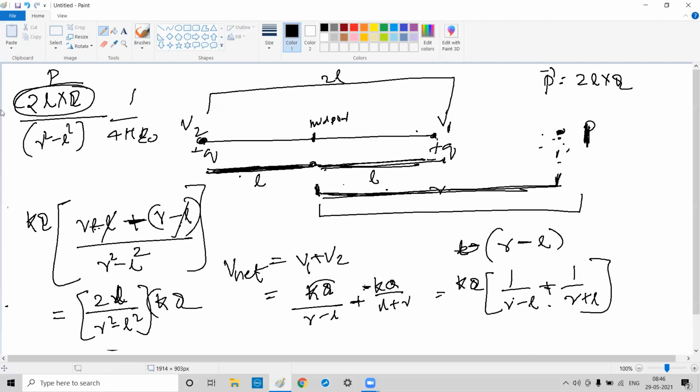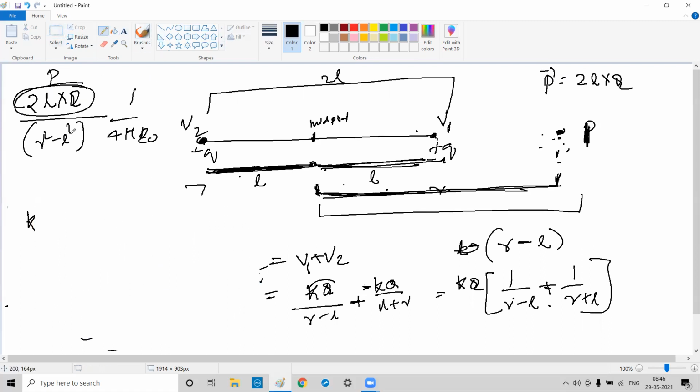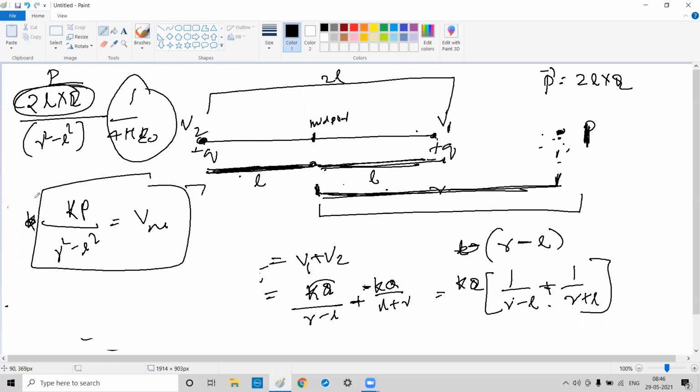Okay. So what do we write? We write this whole thing as Kp. Why Kp? This is K. This whole thing is P. So Kp by R square minus L square. This is the potential, net potential. But remember, this R is actually very big. It is like you have a dipole, and you have a P. So if you see, this L is very small as compared to the R.